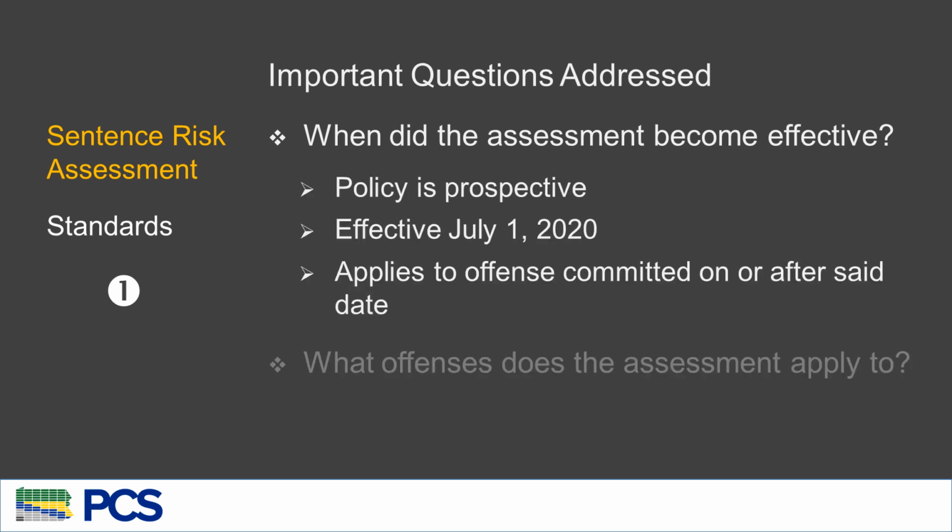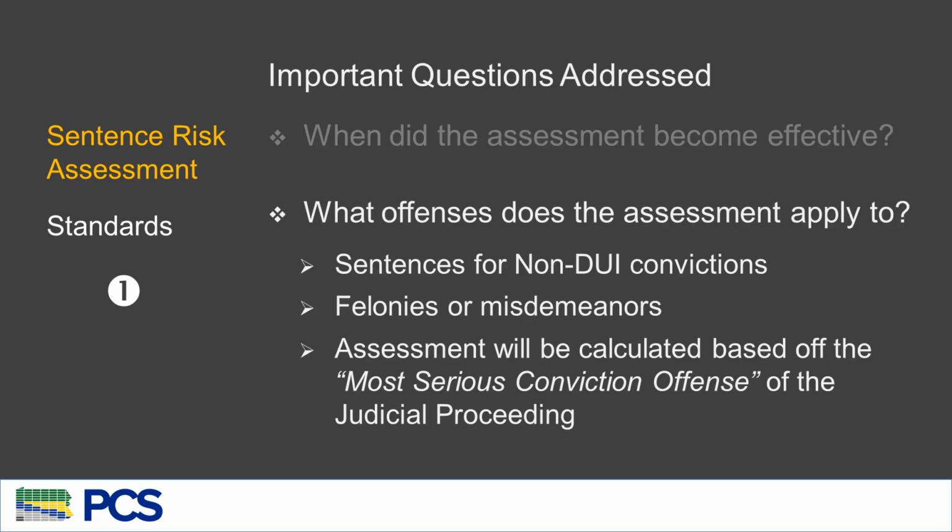Please keep in mind, like the sentencing guidelines, the sentence risk assessment is prospective, meaning it applies to offenses committed on or after its effective date. The sentence risk assessment became effective on July 1st, 2020, and thus applies to offenses committed on or after this date. The sentence risk assessment applies to sentences for non-DUI individuals who pled guilty or nolo contendere to, or who were found guilty of felonies or misdemeanors.